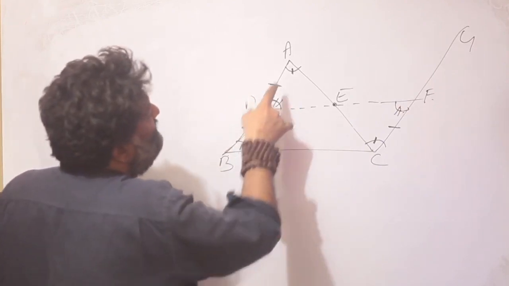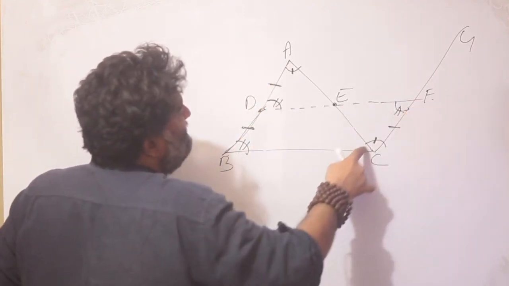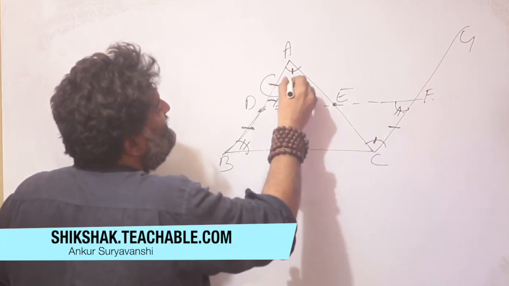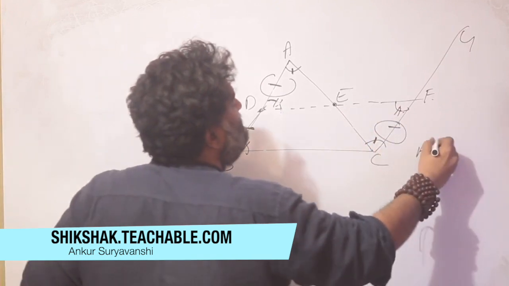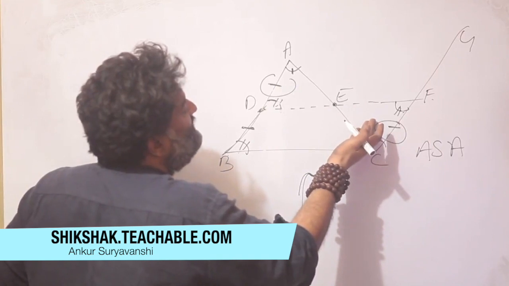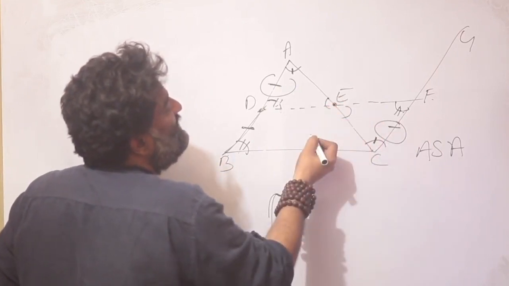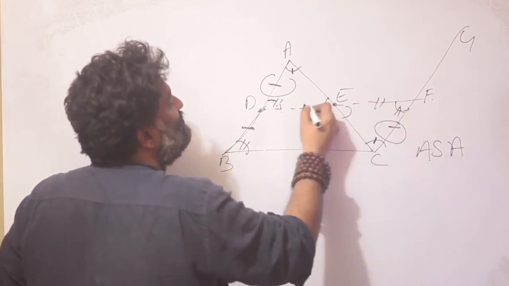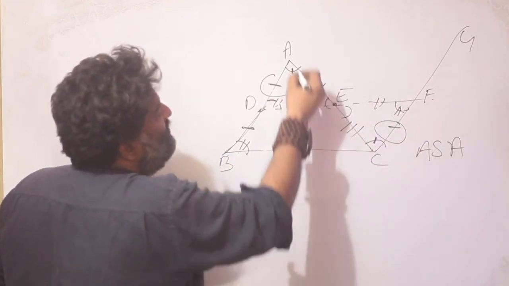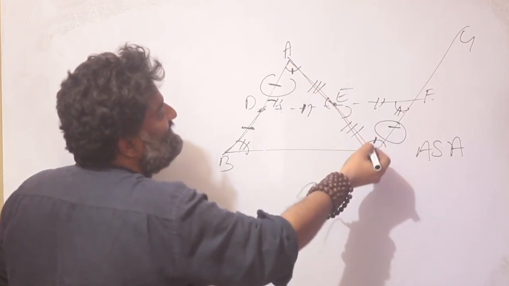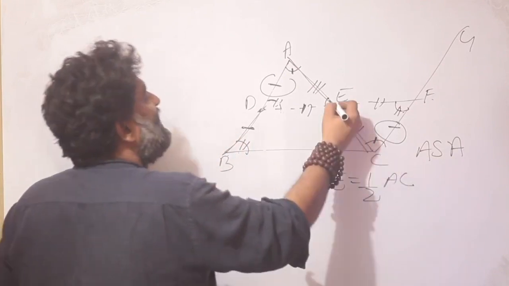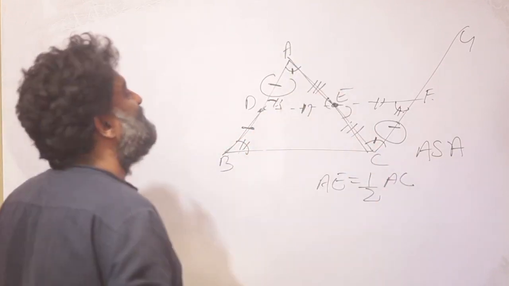And now if I look at triangle ADE and EFC, I notice angles are equal and the included side is also equal. So angle, side, angle congruence kicks in. This triangle is congruent to this triangle. So everything is going to be equal. This is going to be equal to this, and this side is going to be equal to this side. Once you come to this point, that means AE is equal to EC. That means AE is equal to half of AC. That means E is the midpoint of the segment AC.